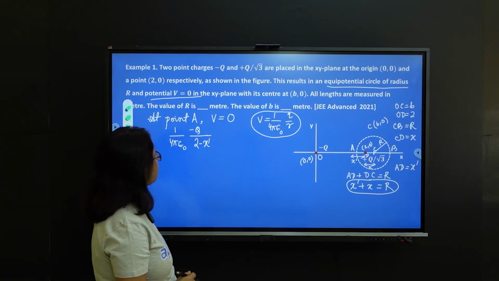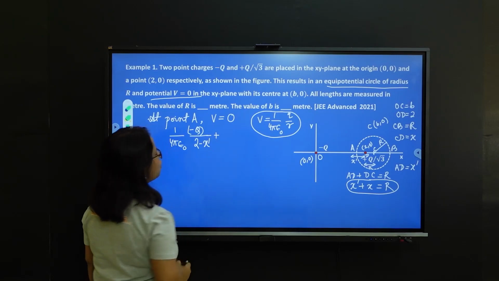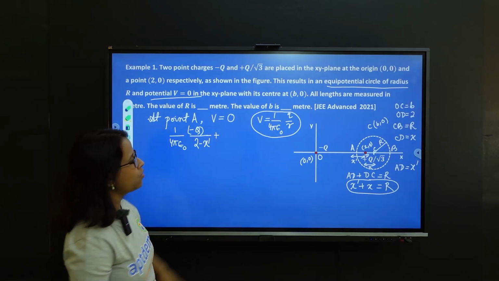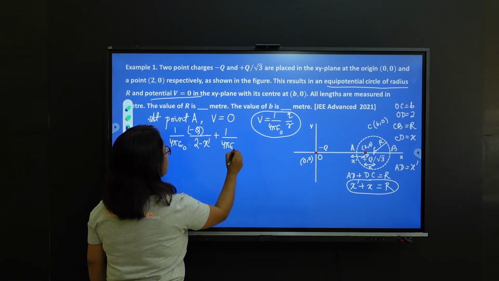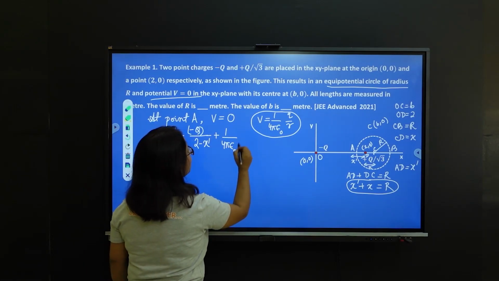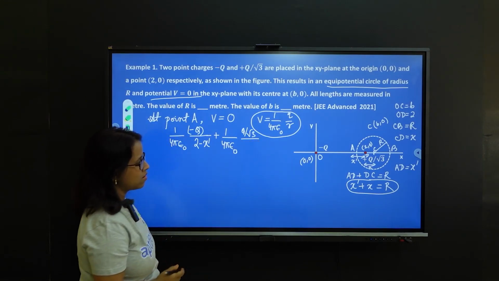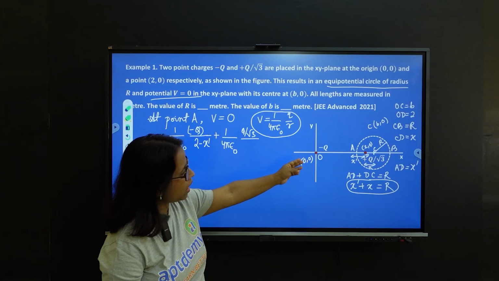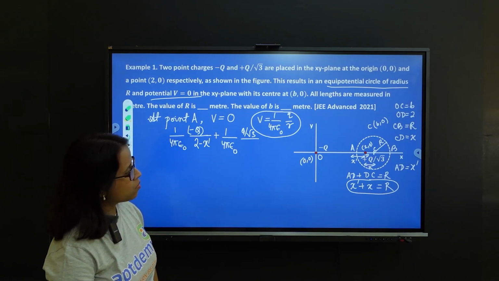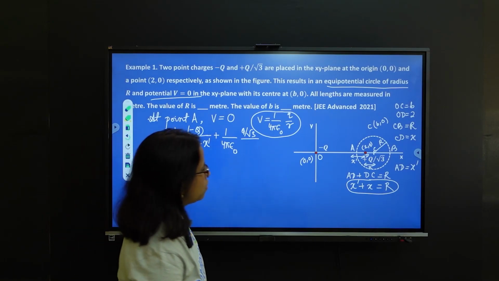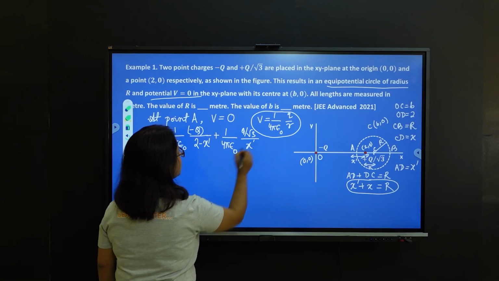Now similarly, we have another potential here, the potential at point A due to the charge q by root 3. So similarly, let us write the relation. We have 1 by 4 pi epsilon naught. The charge in this case was equal to q by root 3, and the distance is the distance between A and D. That distance between A and D has been supposed to be equal to x dash. So this is x dash.